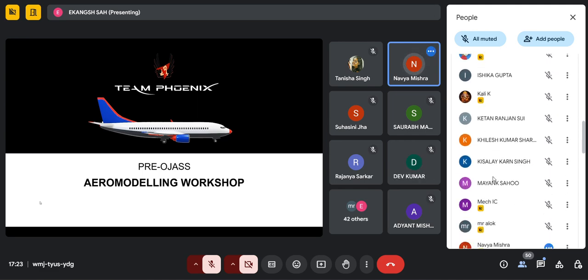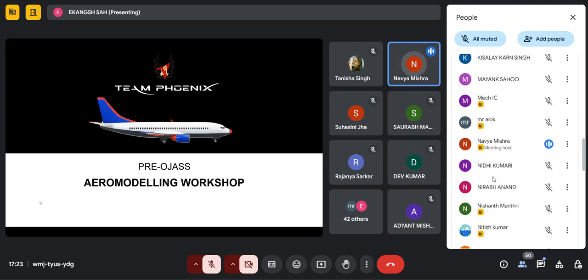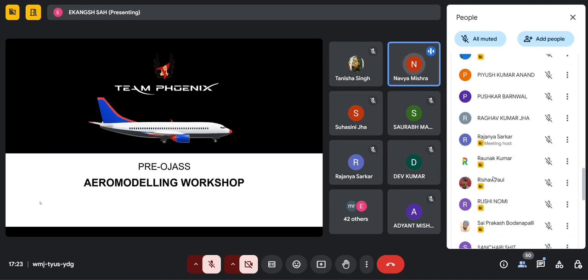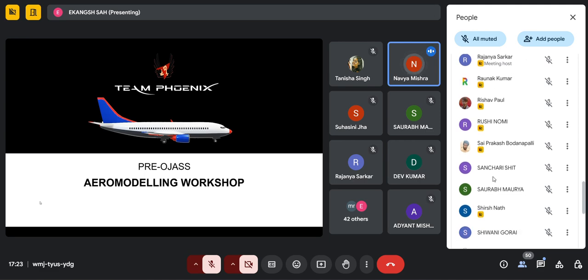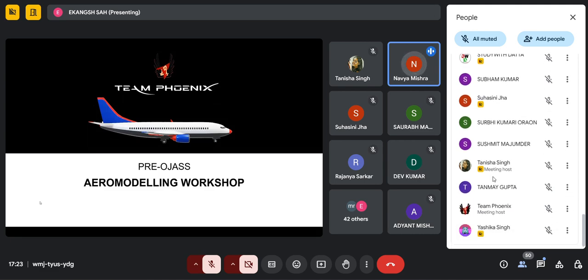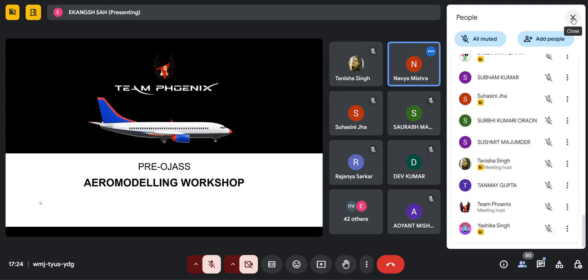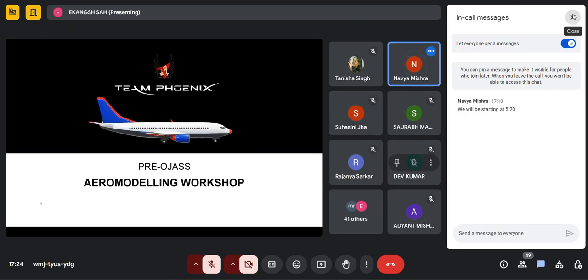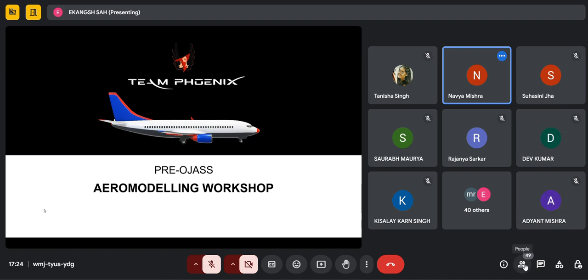Today's session is designed to ignite your curiosity about aerodynamics. So, guys, have you ever wondered how something as heavy as an airplane stays in the air? What do you think makes it possible? You guys are open to answer in the chat box. Does anyone have any idea regarding this? I guess in today's workshop, you'll clear all your doubts and queries regarding aerodynamics.